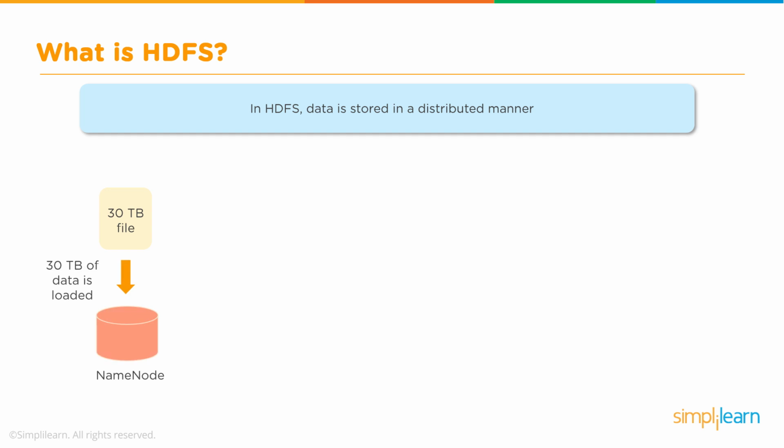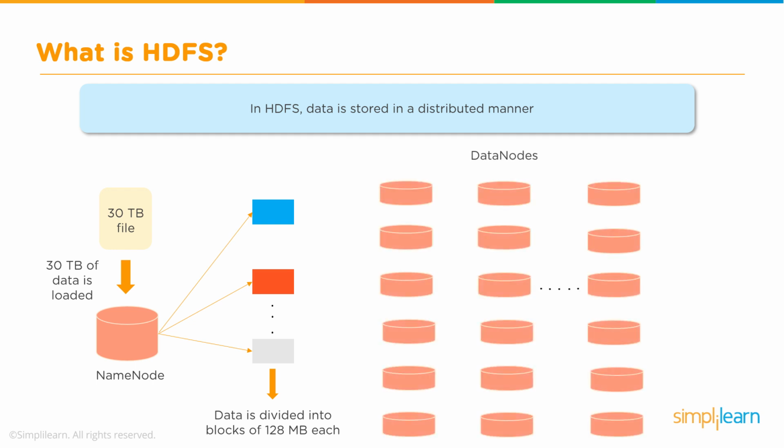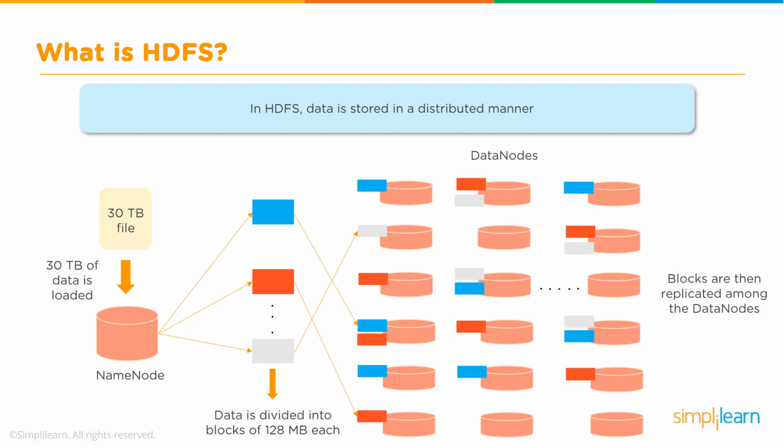The 30 terabytes of data is loaded and it goes into the name node. And then the name node distributes that around. In this case, we divided it into 128 megabyte blocks, and we'll designate the blocks with blue, red, and a tan or gray color. So we have our data nodes, and we go ahead and distribute that data across those data nodes. You'll see here that we might put the blue block on one computer in the first column.